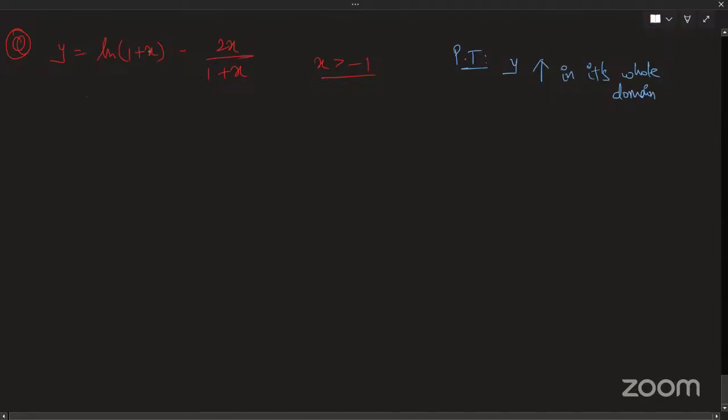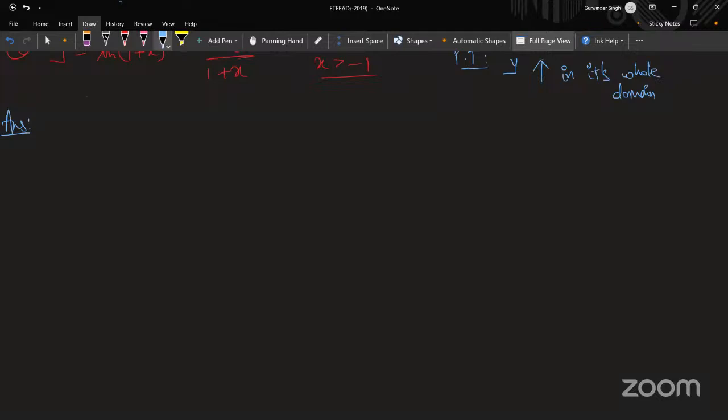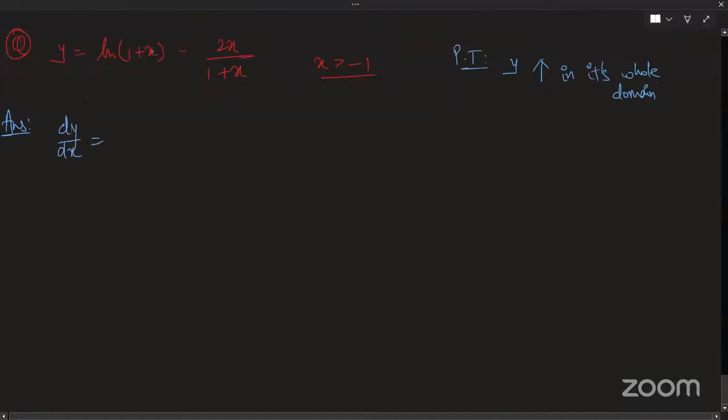Let us see. Can you tell me what is the derivative of ln of 1 plus x? It is 1 by 1 plus x, into 1. So it will be just like that because into 1 means the same thing.